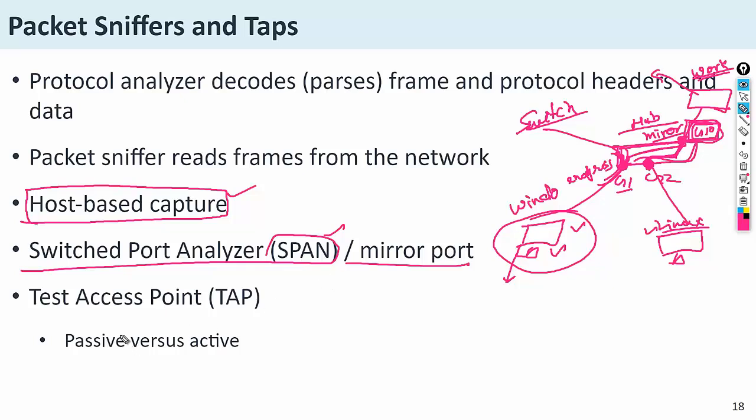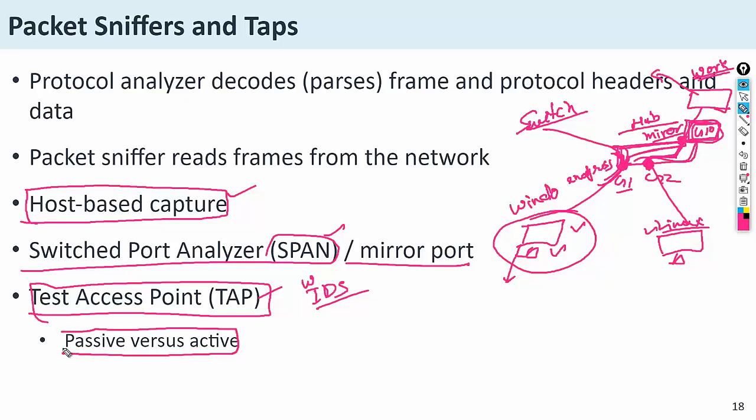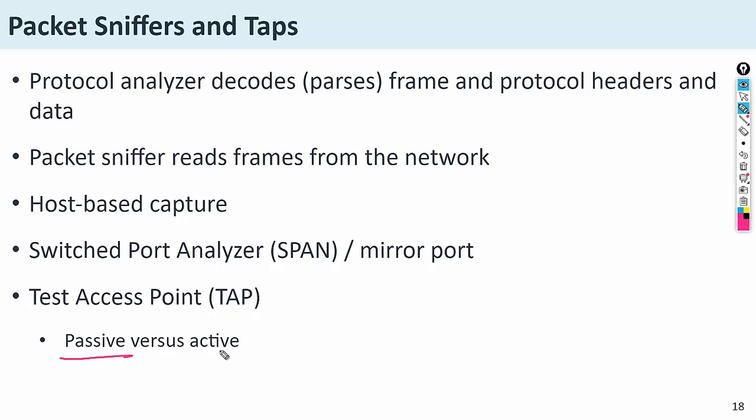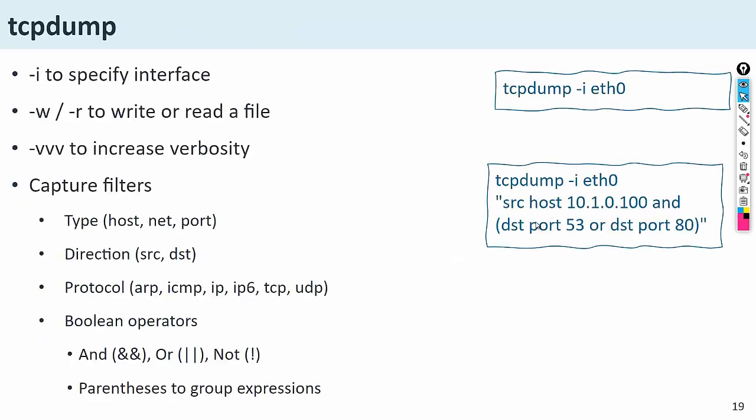There is one other type of port. It is called a test access port, TAP port. These are actually used in a firewall, exist in IDS and IPS, and also capture the data in passive mode. Both types of mode exist, passive and active. Passive is when the destination port doesn't know my data is being captured. If they know, it is called active mode.